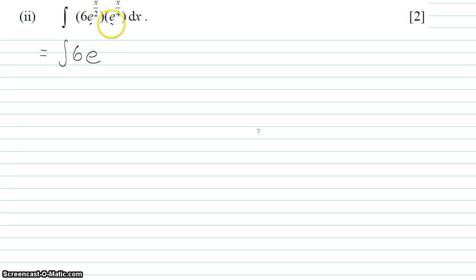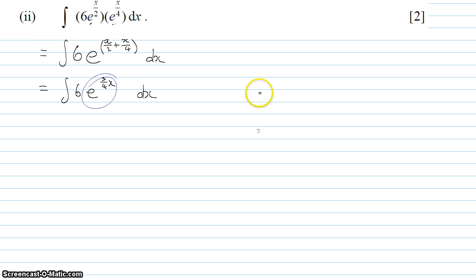I know that because they're both e, same base, I can write this as 6 times e to the power of x over 2 plus x over 4 dx. So this is the integral of 6e to the 3 over 4x dx. Now again, maybe I still don't know how to integrate this, but I do know that when I see a 3 over 4 e to the 3 over 4x, there's likely to be something to do with e to the 3 over 4x in the answer as well, in the integral.